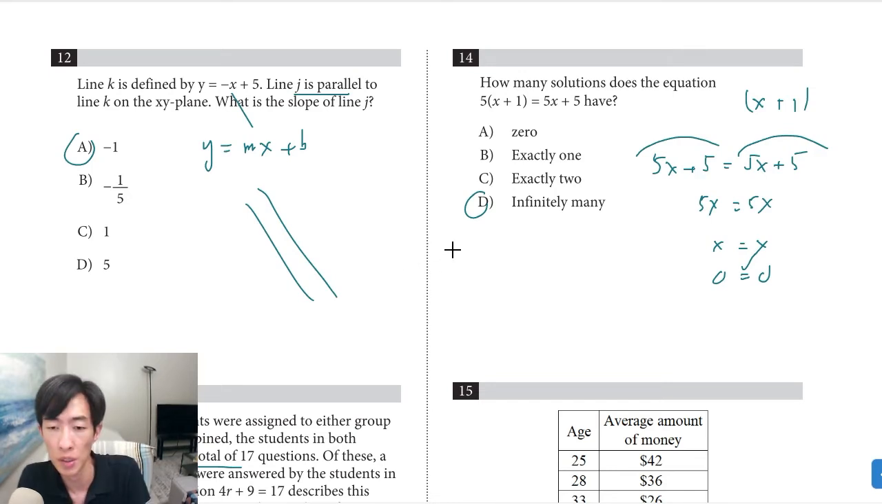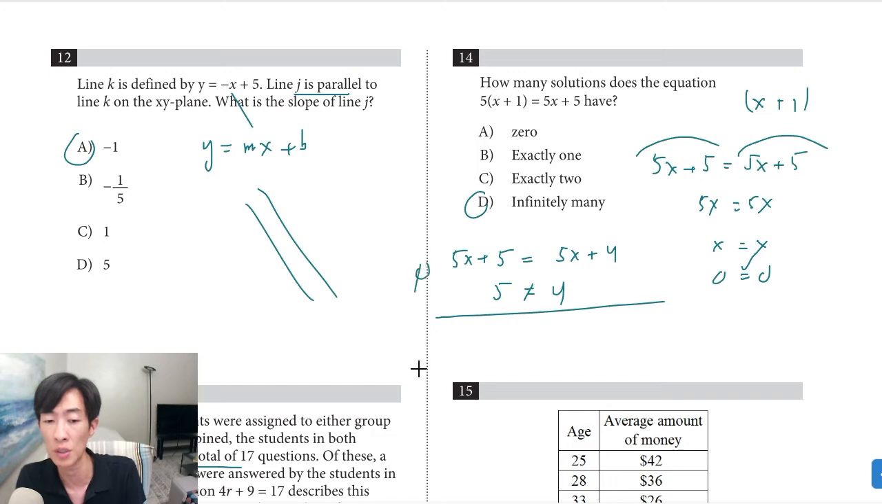And by the way, on the SAT, given that this is a standard form that they like, if it said 5x plus 5 and 5x plus 4, this would be an equation that had no solutions, because if you subtract 5x from both sides, you get 5 equals 4, which shows that no matter what value of x you put in, 5 is never equal to 4.